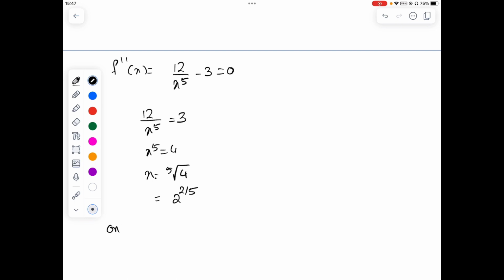So only one point of inflection. Now x is nothing but 2 to the power of 2 upon 5. Now what has been given in part B? The coordinates of the point of inflection as 2 power a, b times 2 power minus 3a. So what am I going to do now? I am going to plug in f of 2 upon 5 to get the point of inflection.